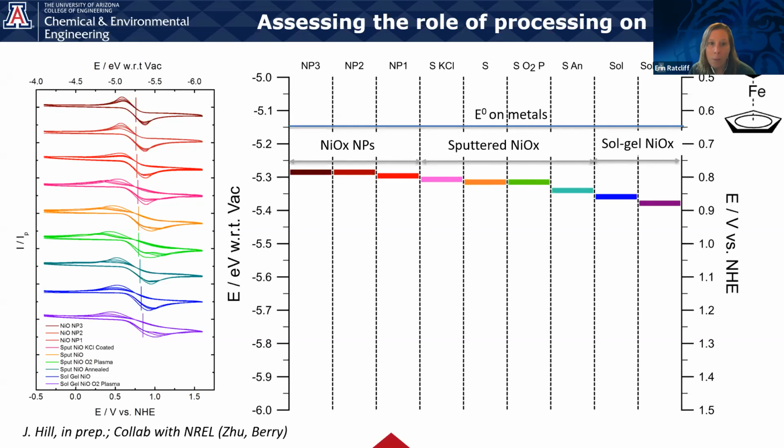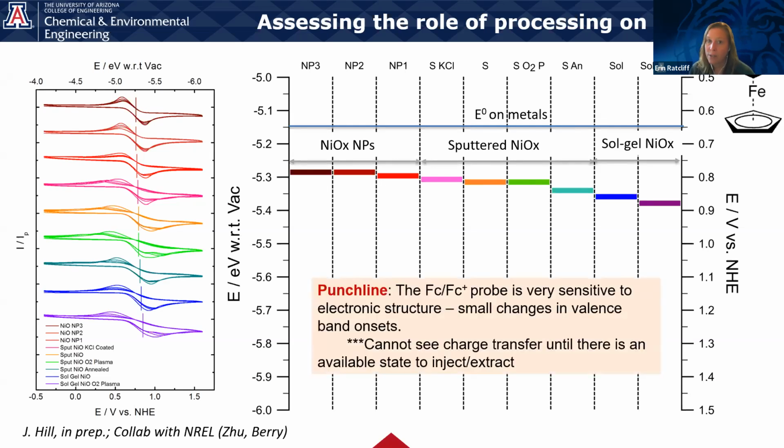This is showing you approximately 9 different nickel oxide films, or 8, I can't count and talk at the same time. But what you can see here is that you really get differences in the redox potential, or in other words, the onset of the states that are available to participate in the charge transfer reaction is very different, in terms of about 100 millivolts, compared with that 0.1 electron volts that you get in a UPS experiment. But we can tell very, very clearly that these are different. And so again, in semiconductor electrochemistry, you're not going to see a charge transfer to a redox species such as ferrocene unless there is an available state to inject or extract.